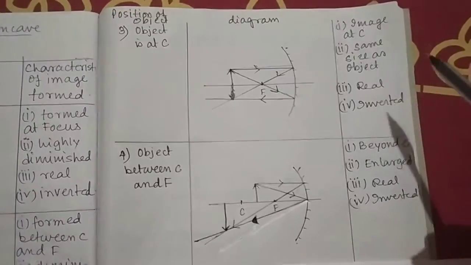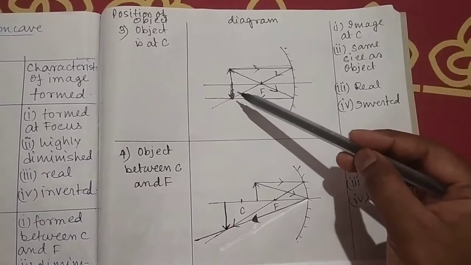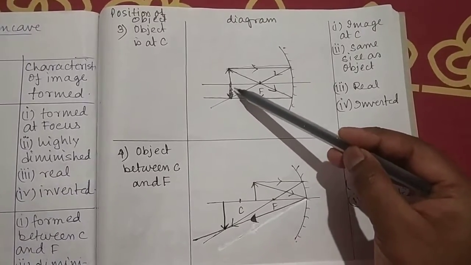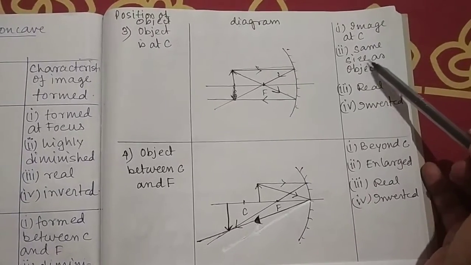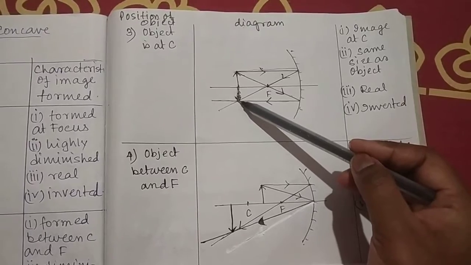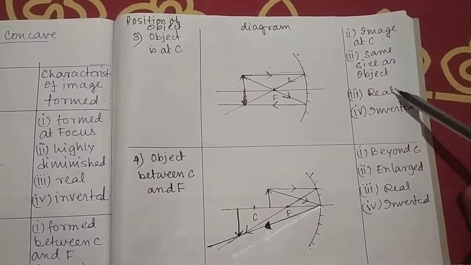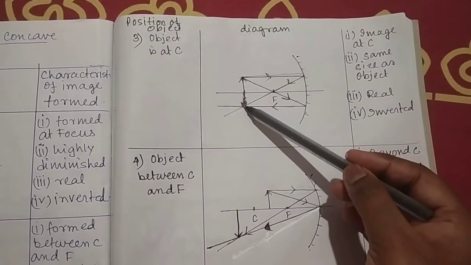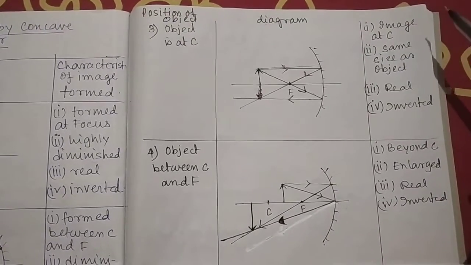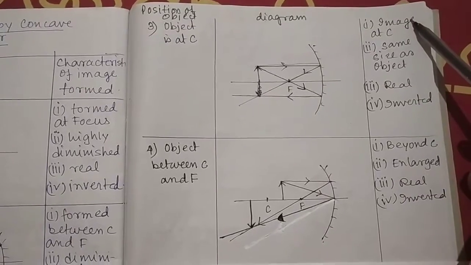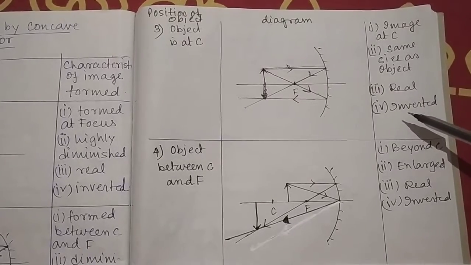Now what is the position of the image? Obviously it is formed at C, so image is at C. What can we say about the size of the image from this diagram? We can see that both the size of the object and the image are same. Therefore, same size as object. Is it real or virtual? Obviously, it's real because it's formed in front of the mirror. Inverted or erect? It's inverted. So the characteristics of the image formed when the object is at C is: image is formed at C, image has same size as the object, the image is real and it is inverted.